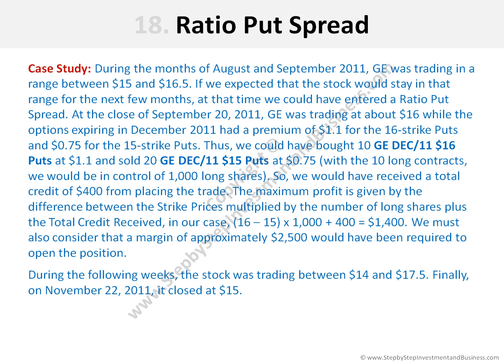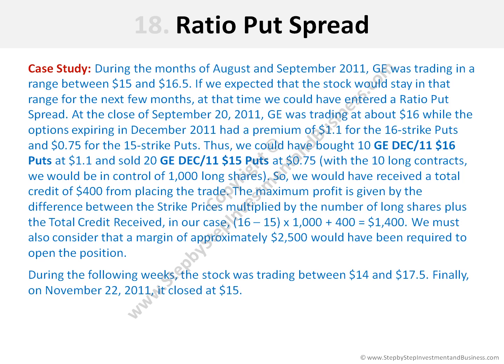Notice that in this case, we are working with a ratio between the long and short options of 1 to 2. So we would have received a total credit of $400 from placing the trade. The maximum profit is given by the difference between the strike prices multiplied by the number of long shares plus the total credit received, in our case, 16 minus 15 multiplied by 1,000 plus 400, which is equal to $1,400.